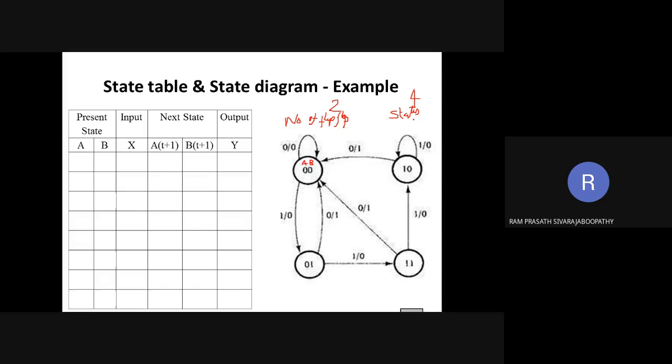If I am having only one flip-flop, what about its states? ஒரே ஒரு flip-flop தான் இருக்குன்னா அதுல எத்தனை ஸ்டேட் இருக்கும்? How many states will be there? ஒரு flip-flop அப்படின்னா அதுல லாஜிக் என்ன இருக்கலாம்? Either 0 இருக்கலாம் இல்ல 1 இருக்கலாம். So how many states? If n is equal to 1, what is 2 to the power n? If n equal to 1, number of flip-flop is 1, how many states will be there? That's my question. 2 states will be there.